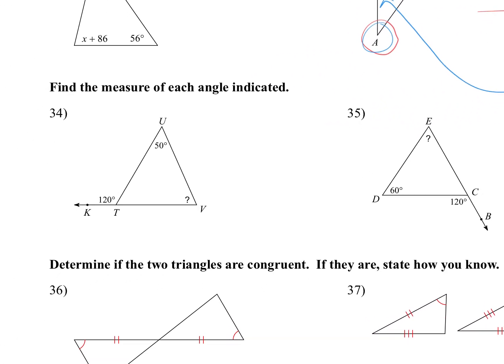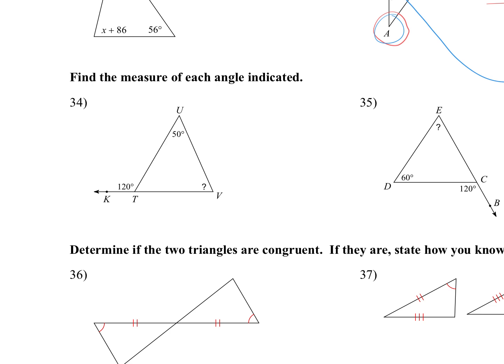What do we know about triangles? All angles add up to 180. Can we find this angle right away? What do we have to do first? We need to find this angle right here. How do I know how to find that angle?